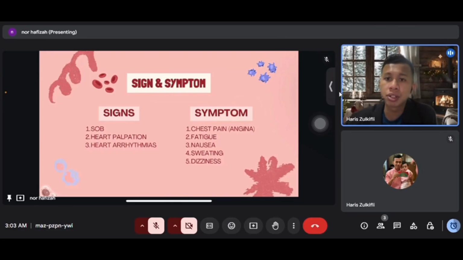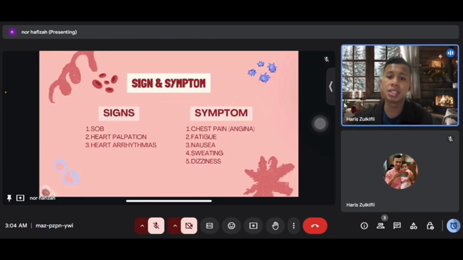And next, we will go to signs and symptoms. This is the signs and symptoms for coronary artery disease. The first one is shortness of breath, or SOB. It occurs when the heart struggles to pump enough blood, leading to insufficient oxygen delivery to the tissue and lungs. Next is heart palpitation, which can result from irregular heart rhythm, caused by reduced blood flow to the heart's electrical system. And next is heart arrhythmias, which is an irregular heartbeat, which may occur when part of the heart muscle does not receive enough oxygen.